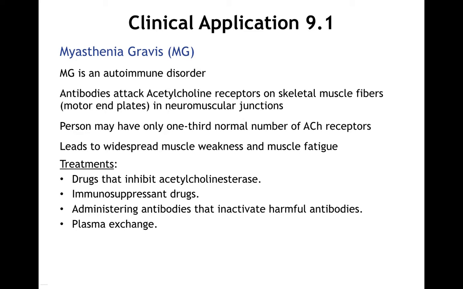There are some treatments. There are drugs that inhibit the acetylcholinesterase, which breaks down acetylcholine after it's been released. Immunosuppression to slow the production of antibodies. And then there are also some biologicals that are basically antibodies against those antibodies, and removal of the antibodies during a flare-up with plasma exchange.